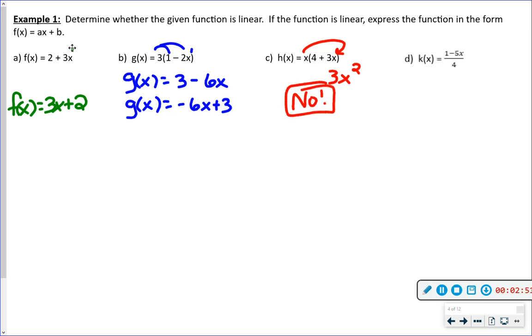Got it. And you know I love a fraction, so I had to throw a fraction at you. At first, you're like, fraction, I don't know. But again, the exponent on the variable is a 1. That's a very dramatic one there. So it is a line.